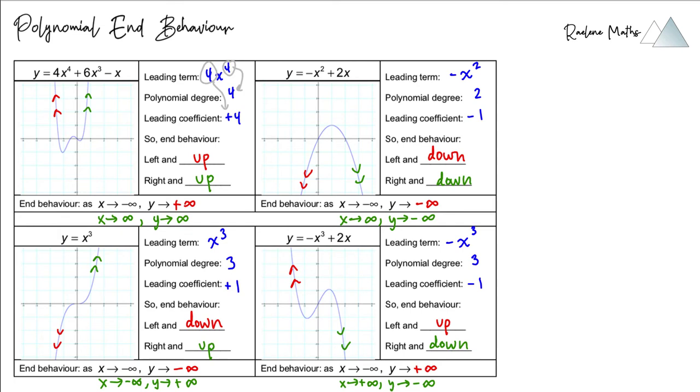Okay, so in each case, we've been able to identify if the graph on the left or the right is going up or down. So in the first case, as x goes towards negative infinity, y is going up, so y goes towards positive infinity. And then as x goes towards positive infinity, y also goes towards positive infinity. So this is left and up, and right and up.